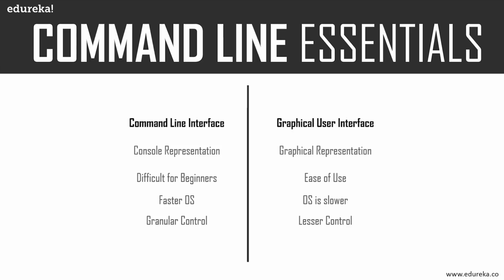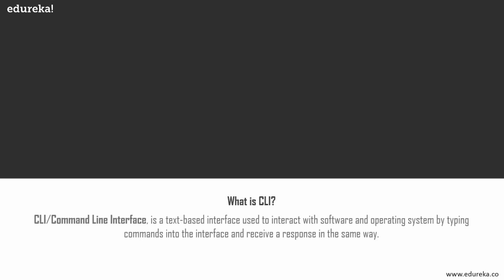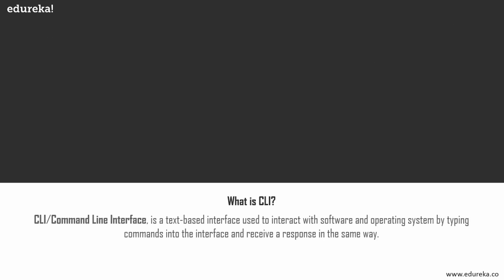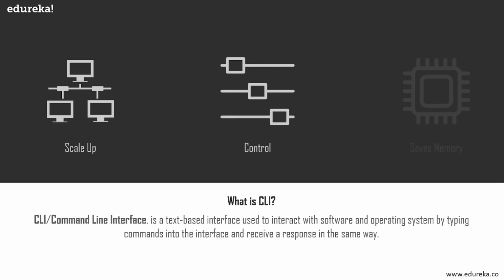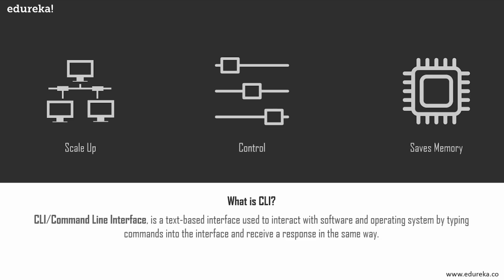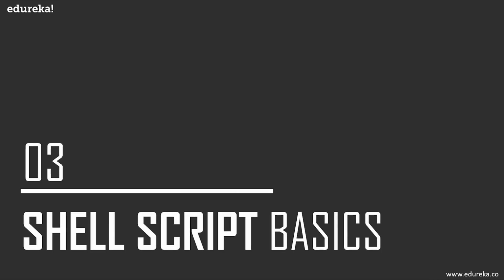Now, nothing is better than the other. It's a personal choice for everybody, but for scripting, obviously, a command line interface is most optimum. It helps you do things at scale. It helps you when you need to script or automate something. You need greater control over systems or functions, and it helps you with less memory usage. With that, let's move on to the shell script basics.